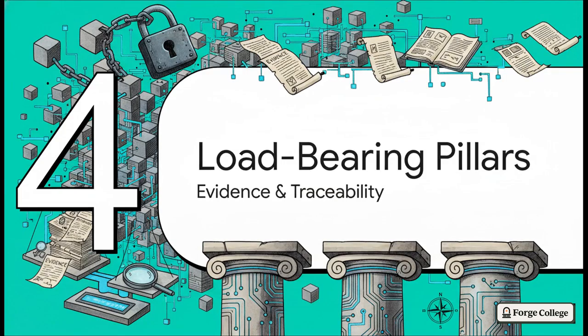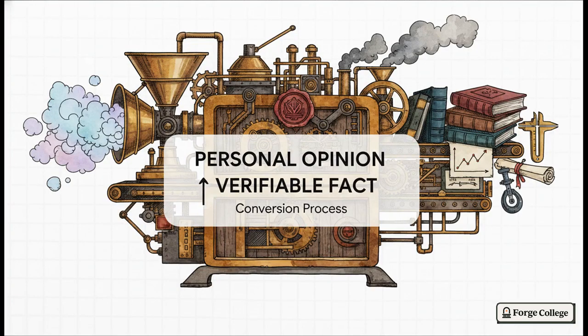Which leads us to Section 4, load-bearing pillars, focusing on evidence and traceability. As we've established, without solid support, your document just collapses under the slightest breeze. You can't just casually claim that account abstraction patterns reduce front-end complexity. You have to empirically prove it.